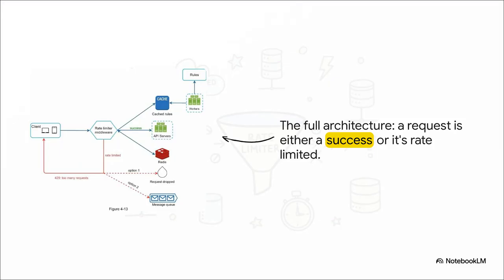And here you have it, the whole shebang, the complete architectural blueprint. You can see the user's request coming in from the left. It hits our rate limiter middleware. That middleware checks the rules, and then it checks the counter in our central Redis store. And from there, it's a simple fork in the road. Either the request gets the green light and moves on to the API servers, or it gets the rate-limited response and is sent right back where it came from.